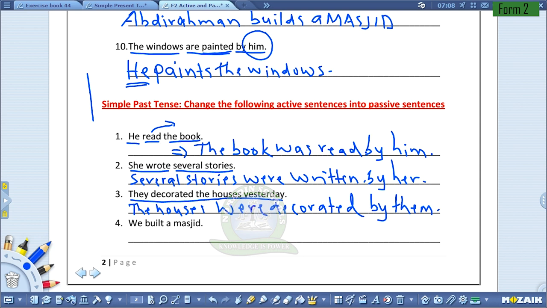We built a masjid. We have seen several irregular verbs. We built a masjid. Let's start with the object, a masjid. Also keep in mind, when it comes to the beginning of every sentence, you have to start with a capital letter. A masjid was or were? A masjid was built.